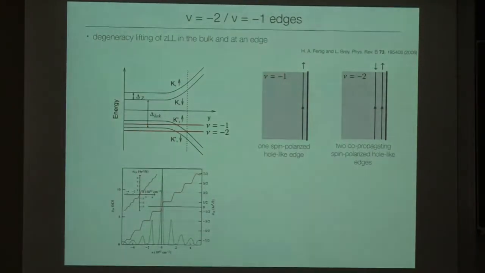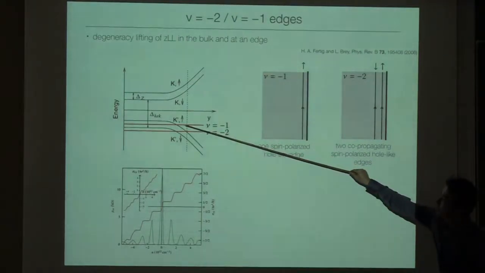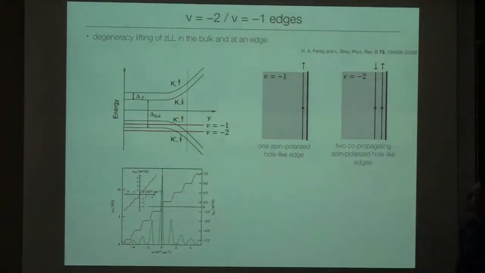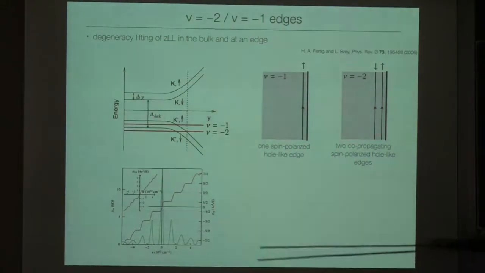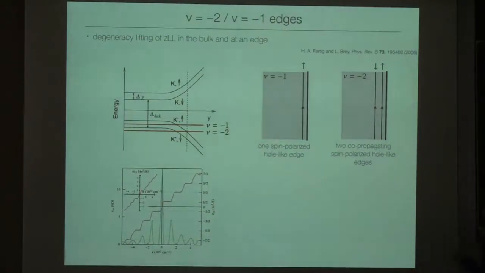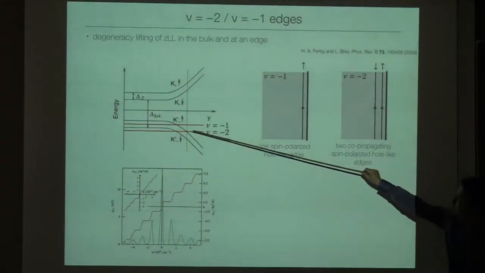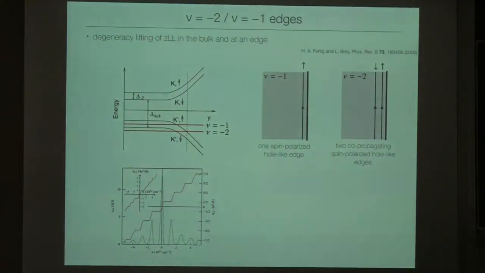Just a comment about the other states within the zeroth Landau level. So in the nu equals minus one state, here the chemical potential sits in between the lowest and the second lowest Landau levels within the zeroth Landau level. And then in this case, Zeeman effect favors one of the spin polarizations. So you have a single edge channel that's spin polarized. And the nu equals minus two state, you get two co-propagating edge states with opposite spin polarizations.